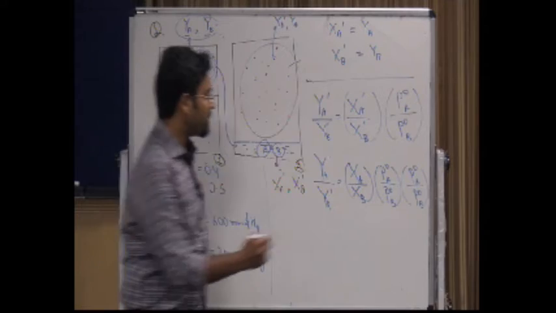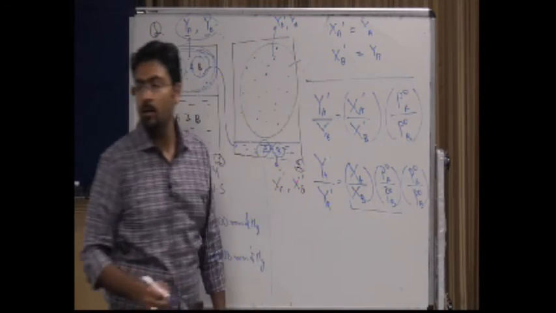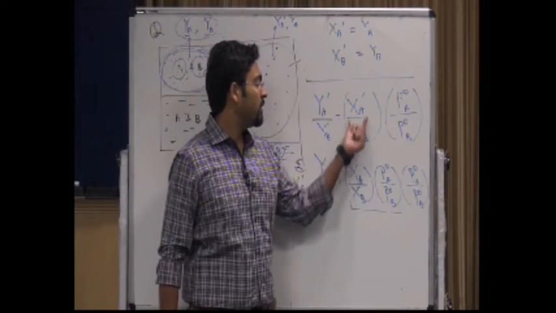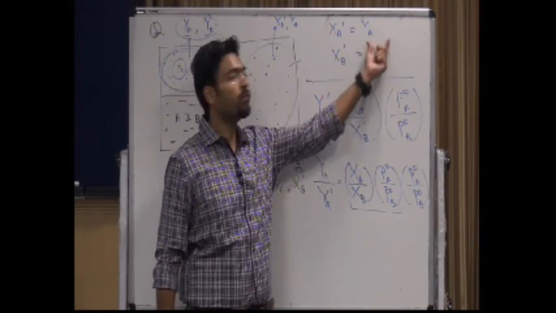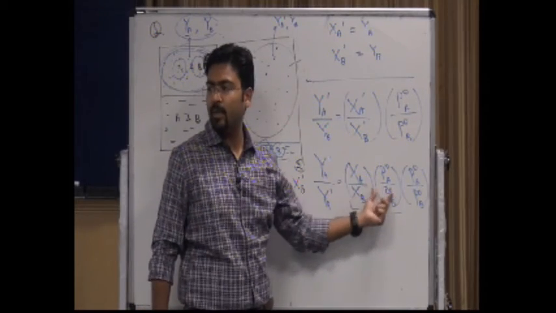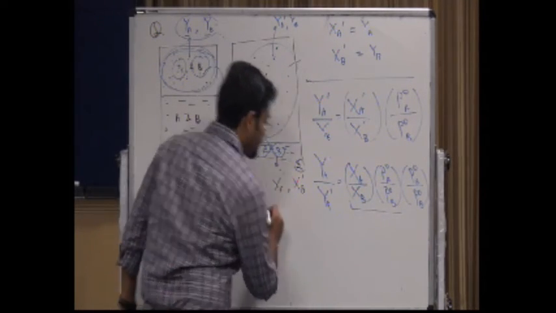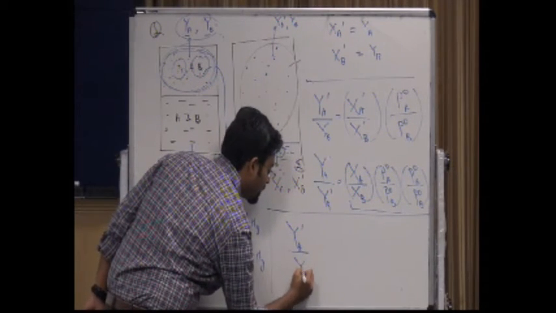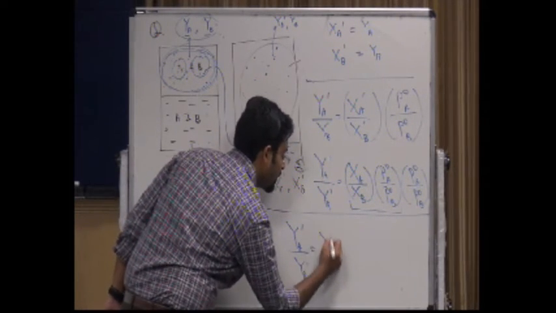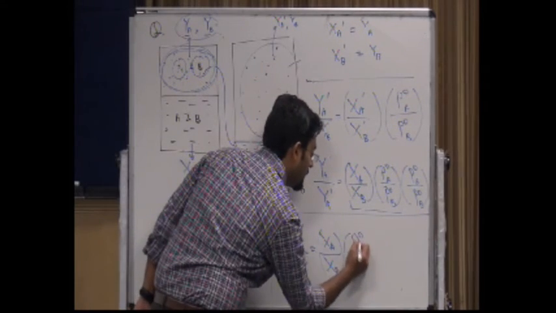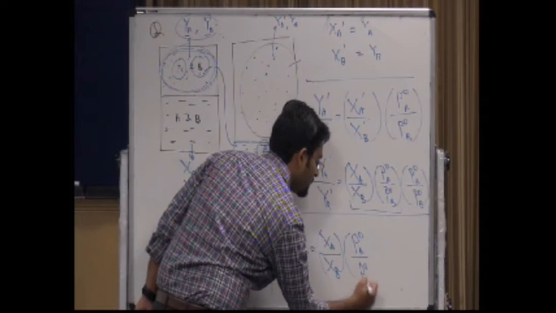Right? Did you get how this thing came here? So XA dash and XB dash is equal to YA upon YB, and we had a formula for YA and YB which was equal to XA upon XB into P naught A upon P naught B. So this formula can be reduced to YA dash upon YB dash is equal to XA upon XB into P naught A upon P naught B whole square.